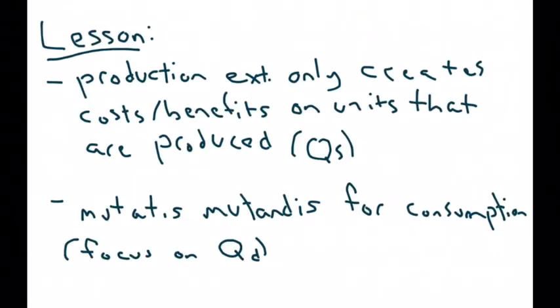So to summarize, just to drill that home, if it's a production externality, only calculate EB based on what is produced, on QS. If it's a consumption externality, use QD. Only the goods that are consumed could provide you with an externality cost or benefit.